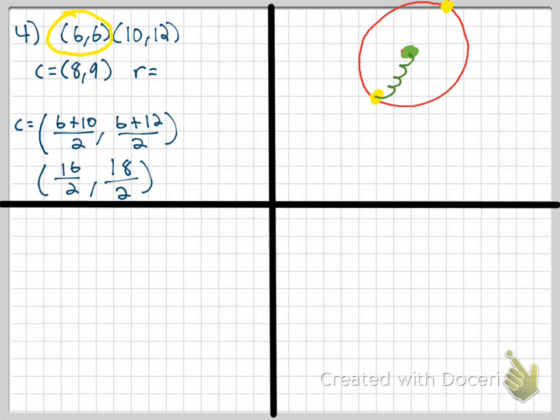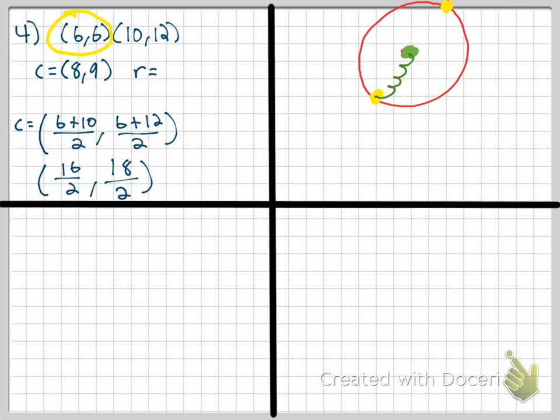Okay, well, if we need our center and our radius, and I've found my center, well, now all I have to do is find my radius. So at this point, you can use either endpoint of the diameter. You can use (6, 6) or (10, 12), and plug it into your distance formula with the center (8, 9). It doesn't matter which endpoint you use. I circled (6, 6), and I'm going to use that with my center (8, 9) and my distance formula.